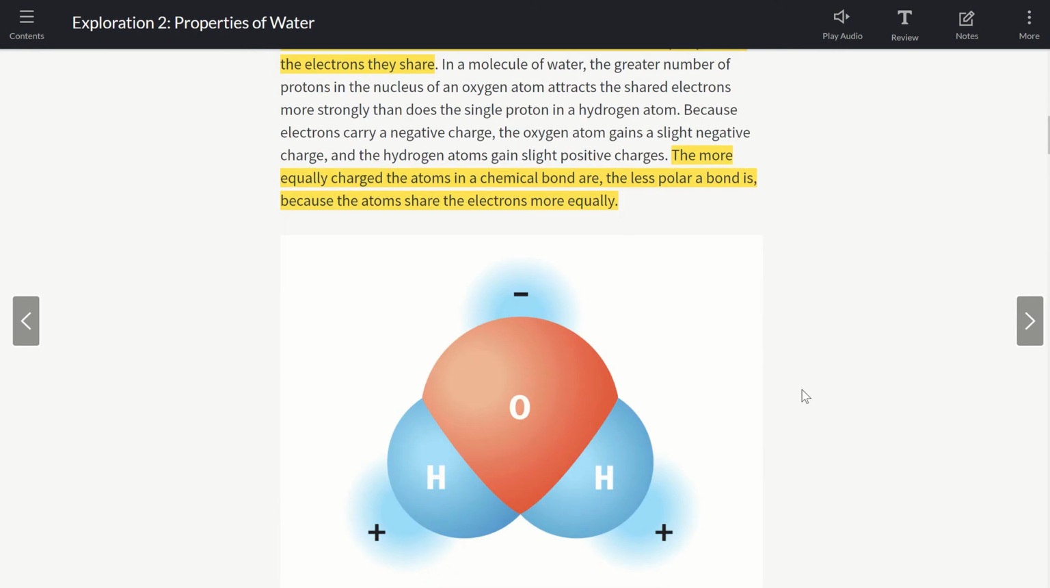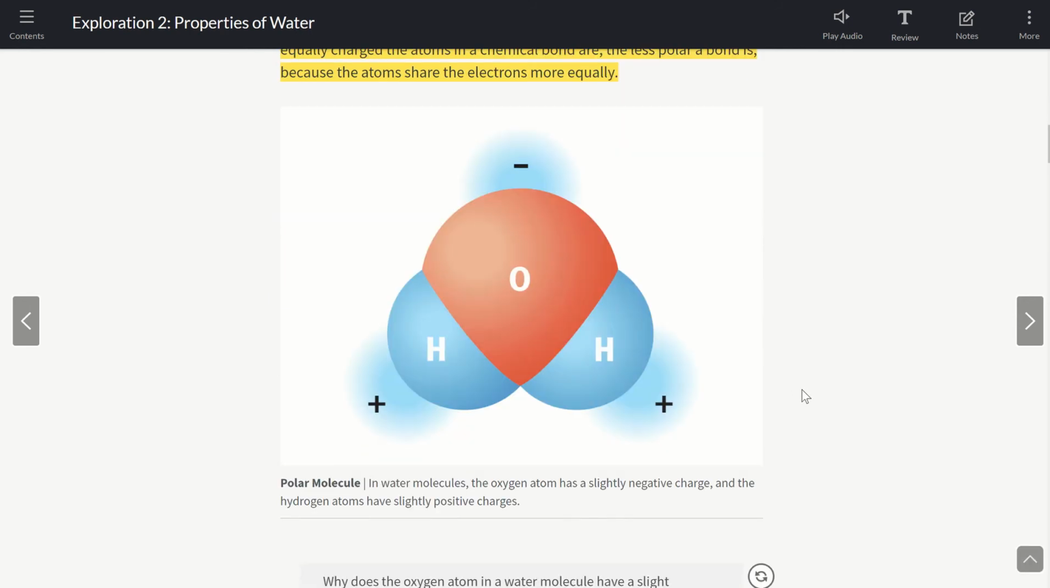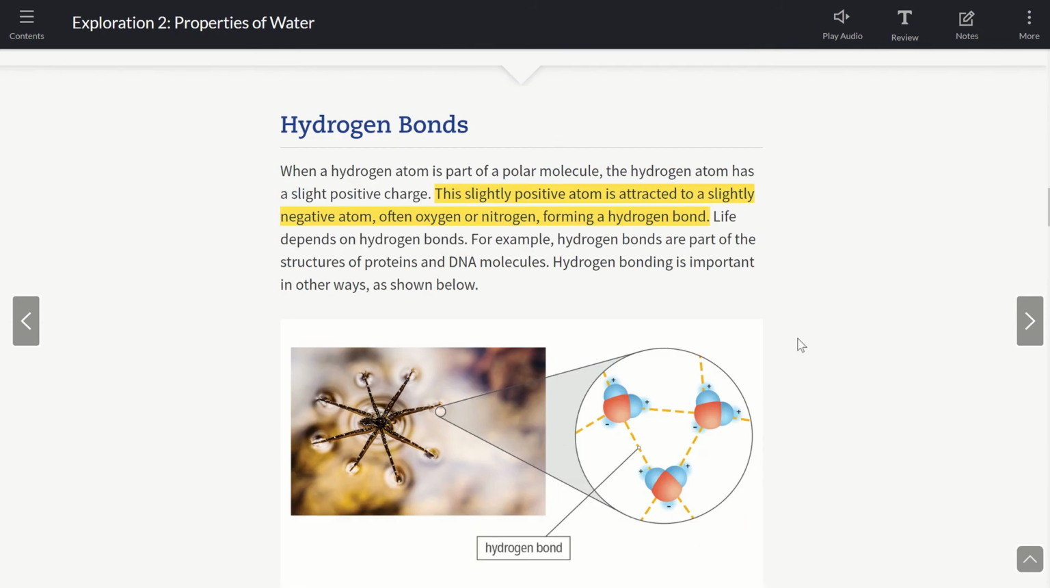All right. So this is a picture of a water molecule. As you can tell, the oxygen is much larger than the two hydrogens. And so although there is a shared electron in between these two, those electrons get pulled a lot closer to the oxygen atom, which means that the oxygen end here is going to have a slightly negative charge. The hydrogen ends are going to have a slightly positive charge. Now, this is a really important property of water because what it leads water to have is what we call a hydrogen bond.